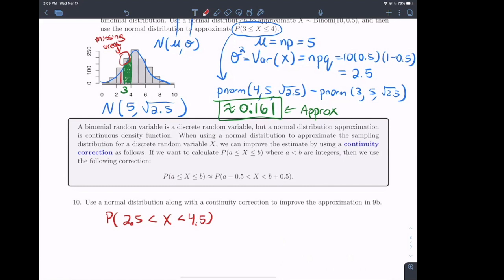So the idea here is that we're going to extend our region a little bit to include a little bit of extra area to account for that area. And that little extra red area that we now captured by going these half units above and below is going to match up with that missing gray block of area that we had initially.